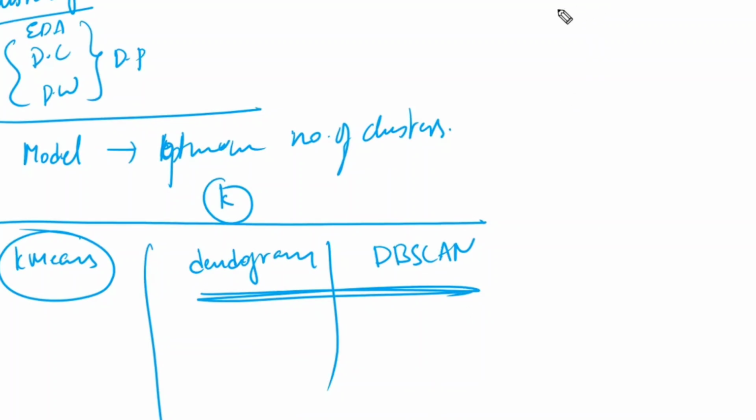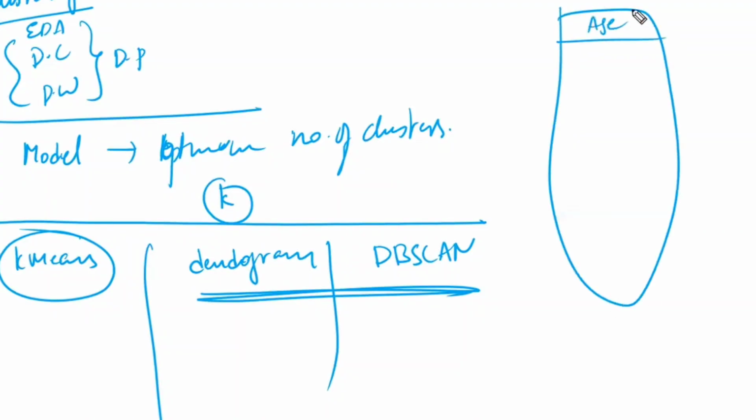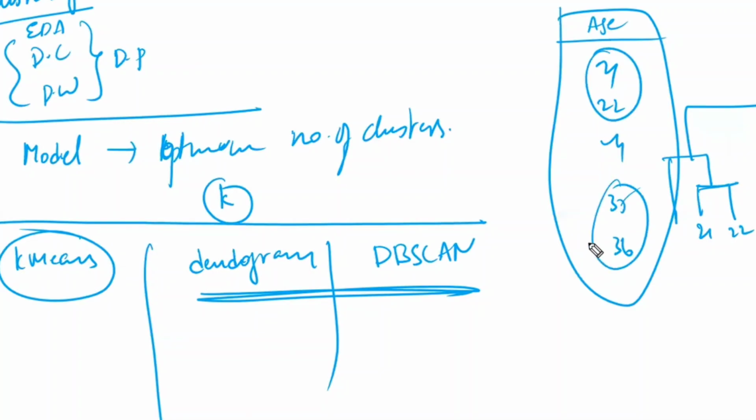For example, in the last class, I gave you the example data set like 21, 22, 24, 35, and 36. Now, if you go with the dendrogram, you can see 21 and 22 together, and 24 will be close to them. Similarly, 35 and 36. And overall, it will be like this. So this is the dendrogram. Here we can identify these two are very close to each other, and these two are very close to each other. This one is somewhat close to this cluster, when compared to the other cluster that we have identified.